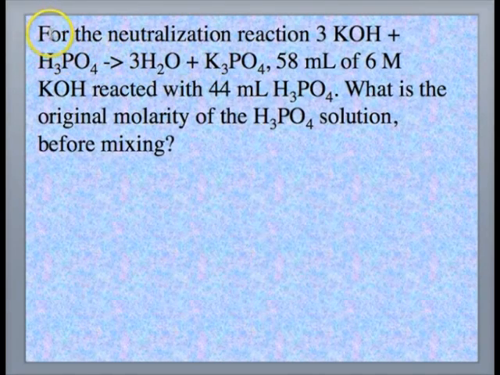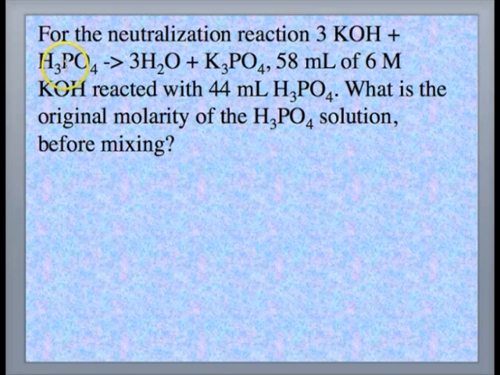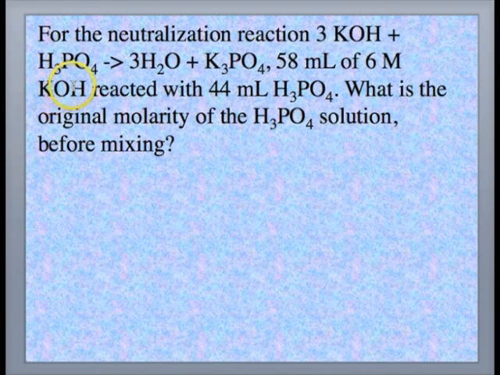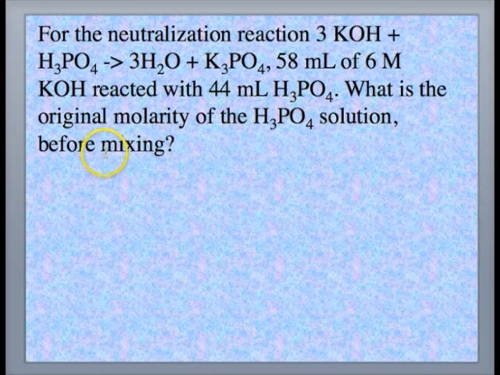So here's another reaction that you can expect in class. For the neutralization reaction, 3 moles of calcium hydroxide plus 1 mole of phosphoric acid yields 3 moles of water plus 1 mole of calcium phosphate. 58 milliliters of 6 molar potassium hydroxide react with 44 milliliters of phosphoric acid. What is the original molarity of the phosphoric acid before mixing?